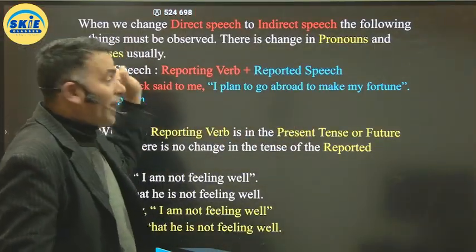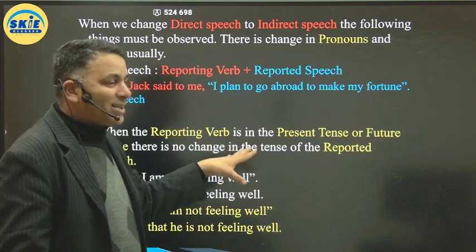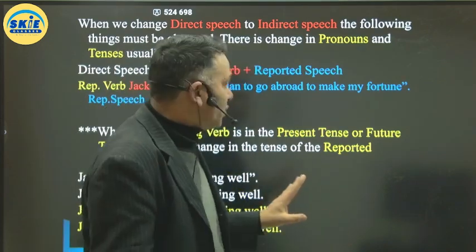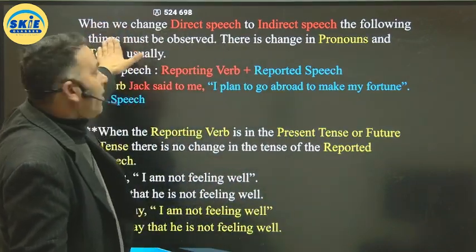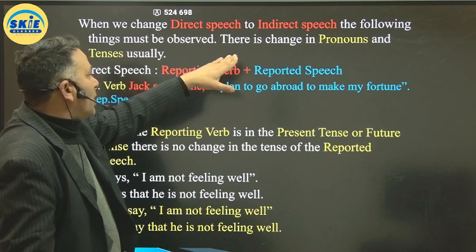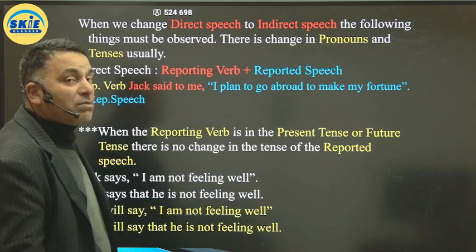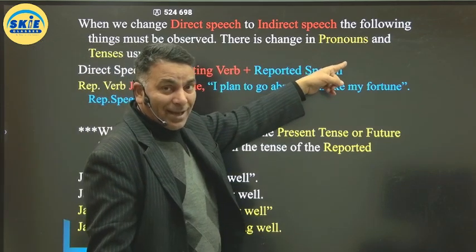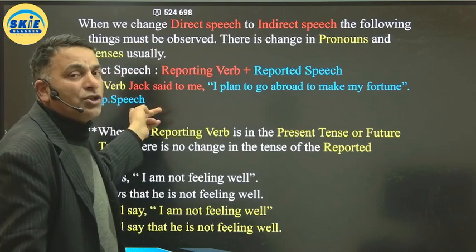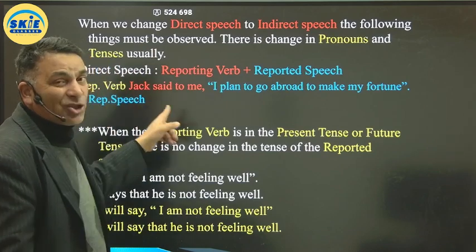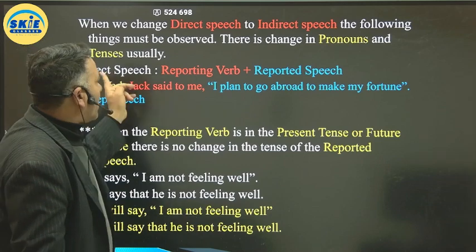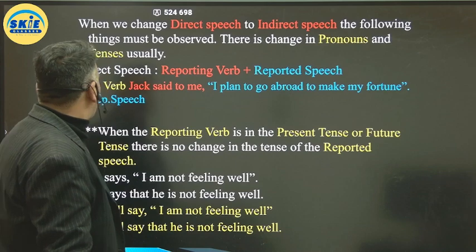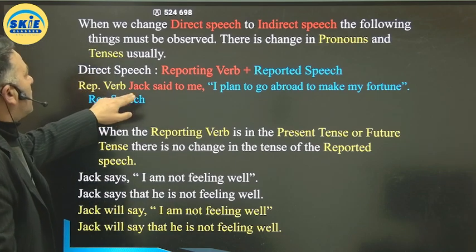Now let's try to understand what are the changes that we have to observe when we change the direct speech into indirect speech. If you look here, when we change direct speech to indirect speech, the following things must be observed. There is a change in pronouns, as already said, and tenses usually. Not always, but usually there is a change in the tenses also. So direct speech means reporting verb and then you have the reported speech.